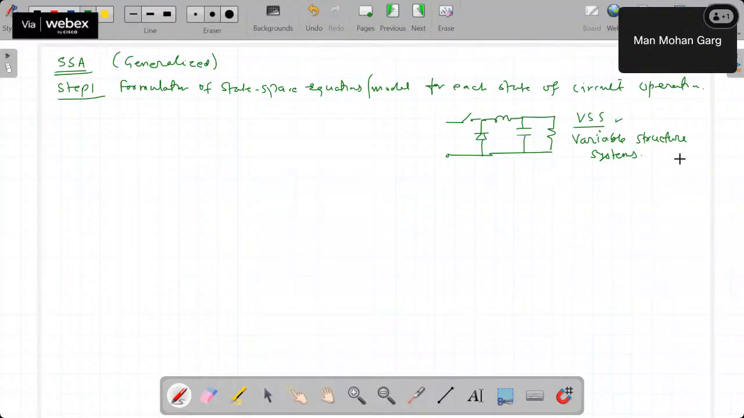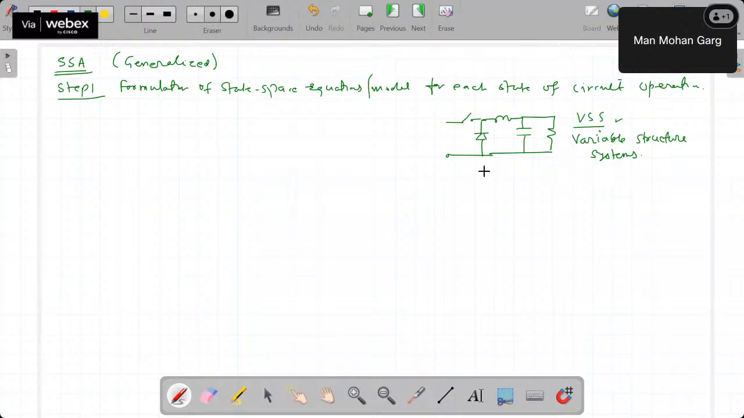Okay, so we were here. I'm writing most of the things, so if you are able to see the screen, please do. If sometimes it is not audible properly, you can read on the screen also. So what is happening is that when the switch is on, it has one circuit. When the switch is off, it has another circuit. That's why it is called a variable structure system.